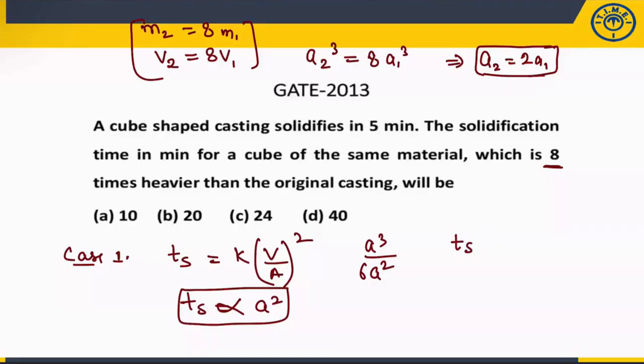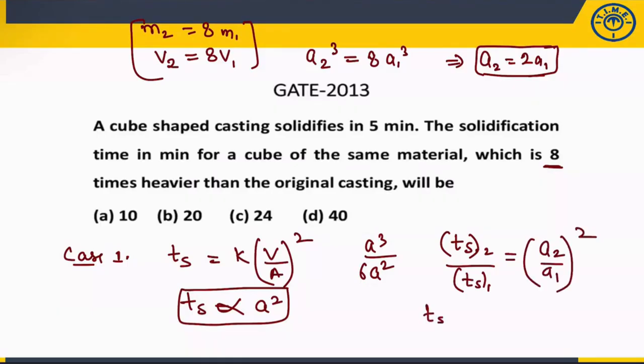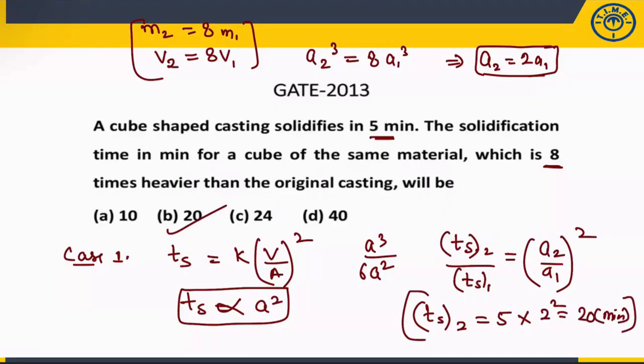So can I say solidification time of second to the solidification time of first, because they have asked what is the solidification time of the second one, is (A2 by A1) square. Solidification time of second is equal to, what is the first solidification time? 5. A2 is 2 times of A1, that means 2 square. How much you will get? 20 minutes. What will be the answer? Option B. Yes, B is the correct answer.